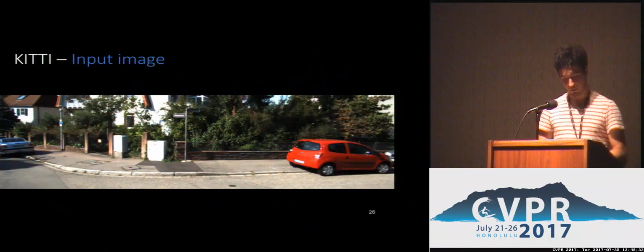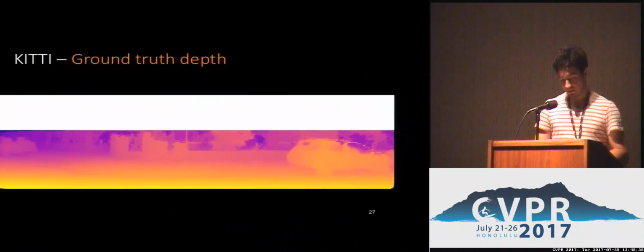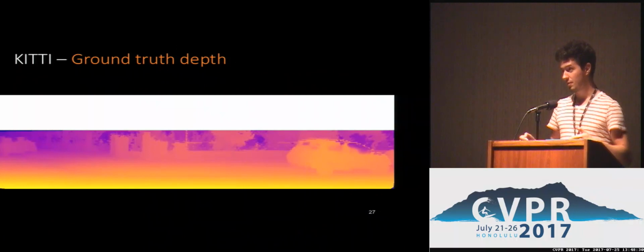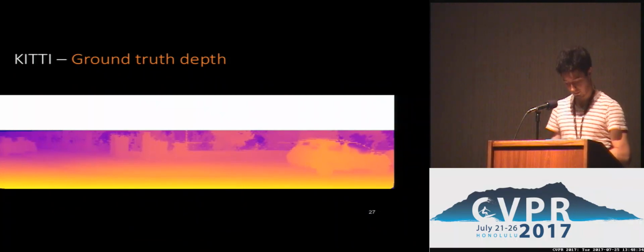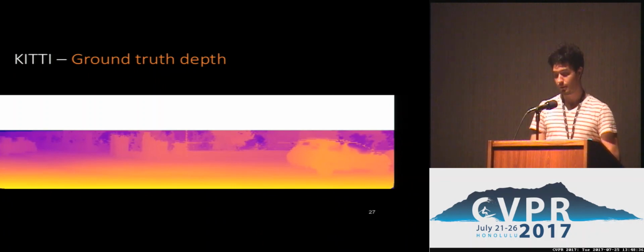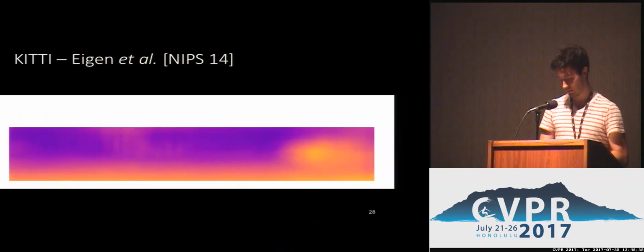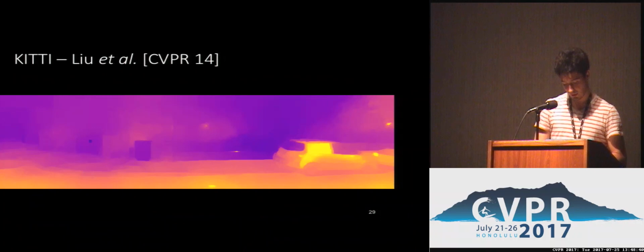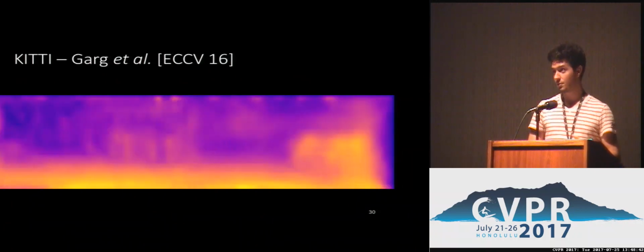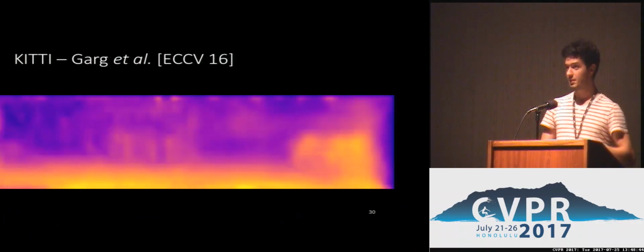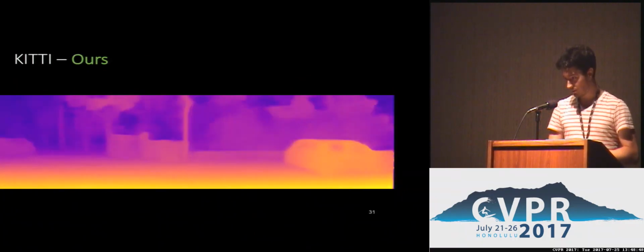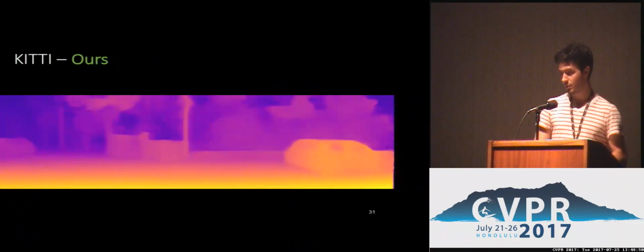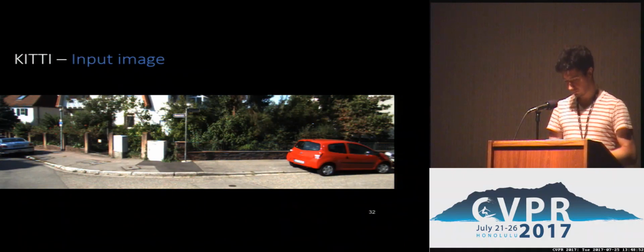So now let's compare with other methods. This is an input image from KITTI, and this is the ground truth depth, which we interpolated for visualization purposes. As you can see, the top part is missing. And I will go through the results of other methods. So we have Eigen, Liu, Garg, which is our closest competitor, which is also unsupervised and from ECCV last year. And this is our result. As you can see, we resolve more details and we're more faithful to the input image.